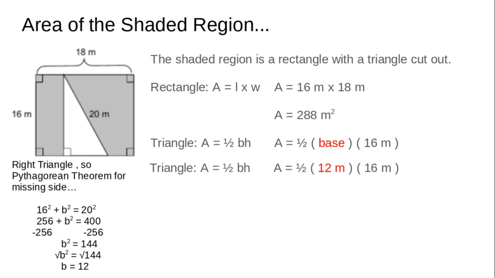Now we'll plug that into our formula. You'll notice I kept it in red. That's our 12 meters. That is the base. So 16 times 12, and then half of that. After we do our subtraction, then we will have 192 meters squared as the area of the shaded region.